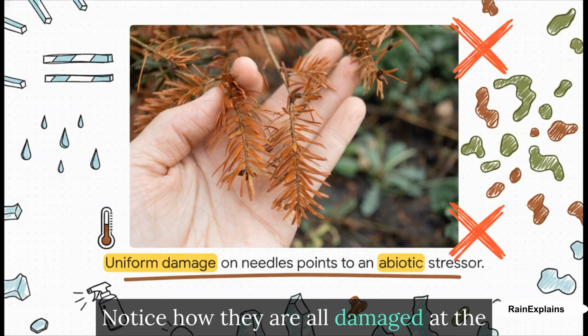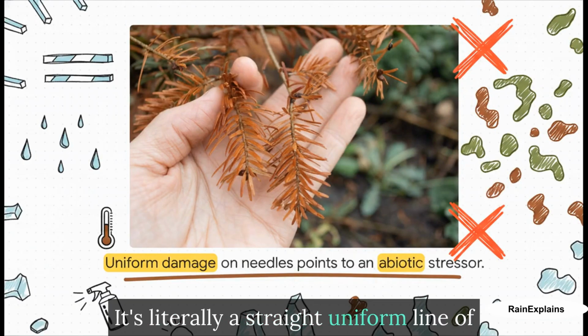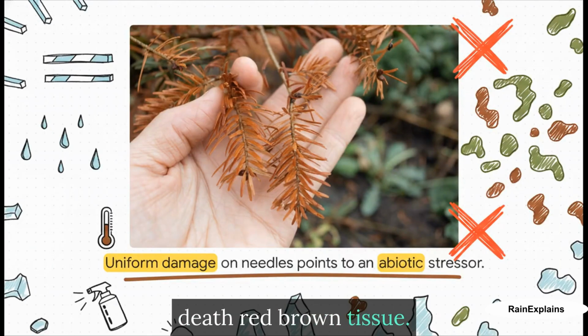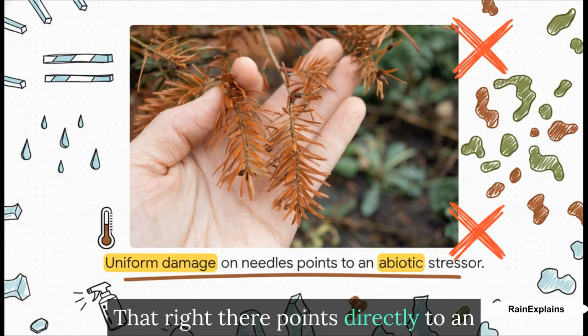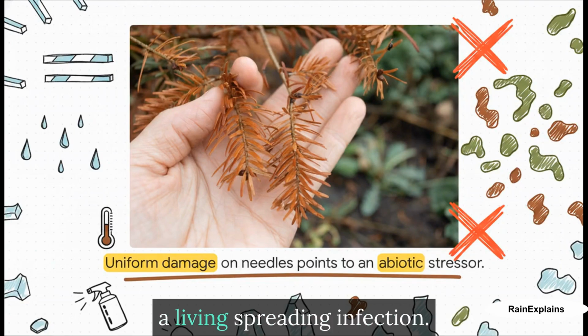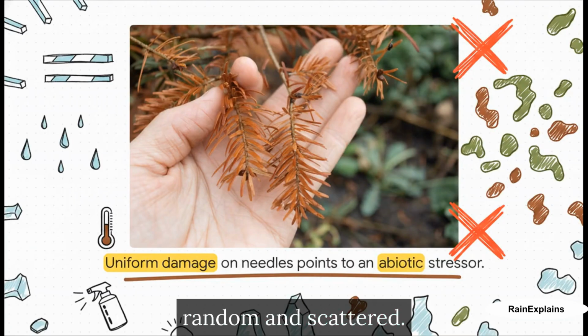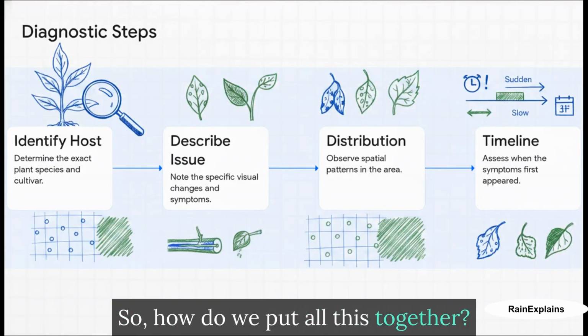Notice how they're all damaged at the exact same length simultaneously? It's literally a straight, uniform line of dead brown tissue. That right there points directly to an environmental stressor, like maybe a chemical spray drifted over, rather than a living, spreading infection. A living disease would look way more random and scattered.